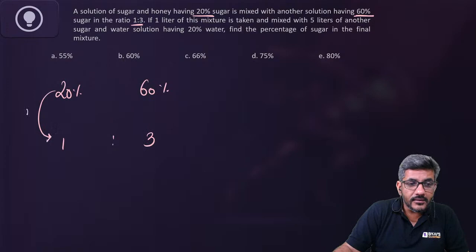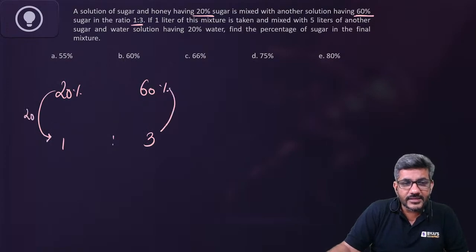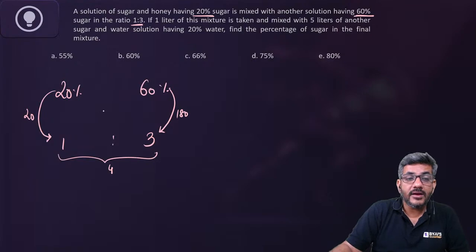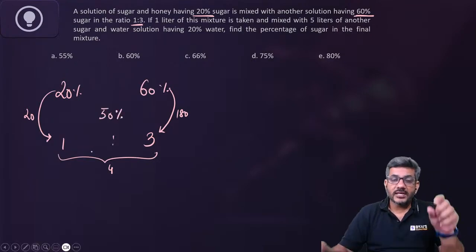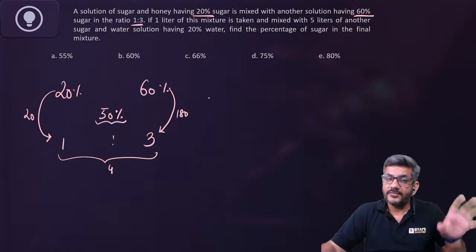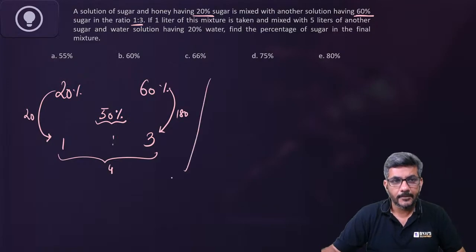20 into 1, that is 20. 60 into 3, that is 180, divided by 1 plus 3, which is 4. So 20 plus 180 is 200. 200 divided by 4 is 50%. So 50% is the resultant weightage of sugar in that solution. 50% उसके अंदर sugar आएगा.